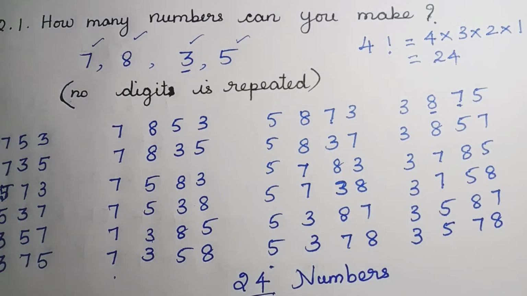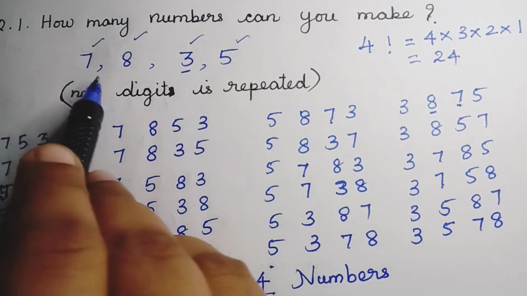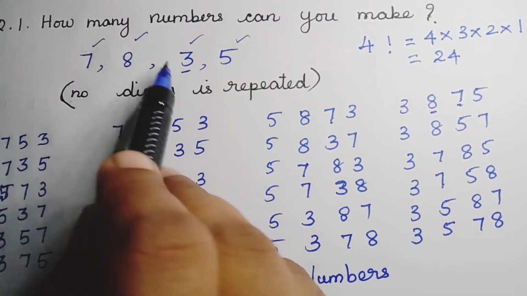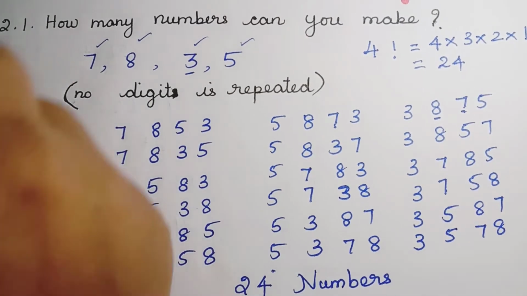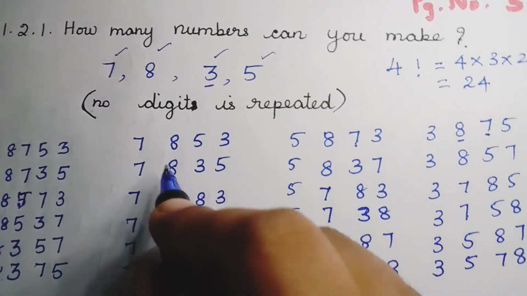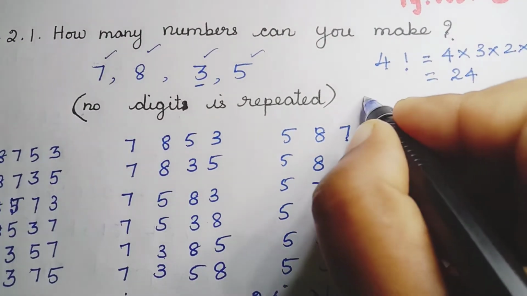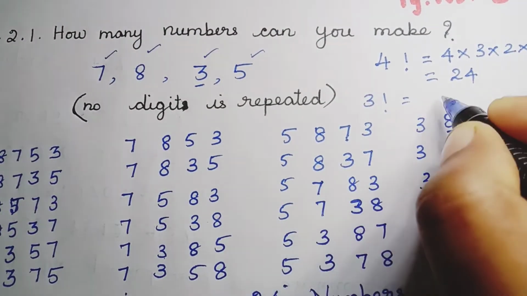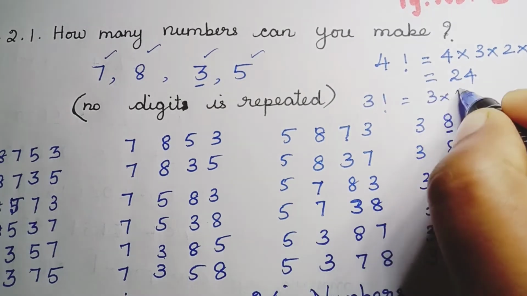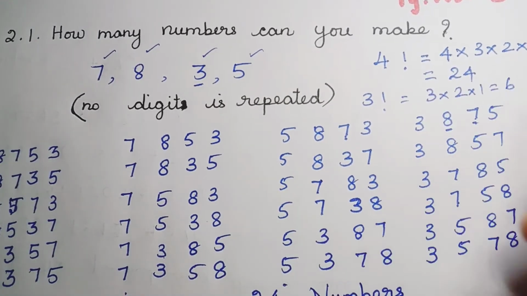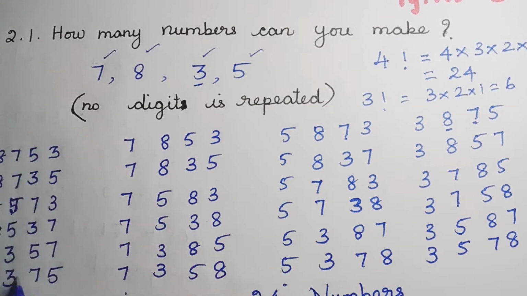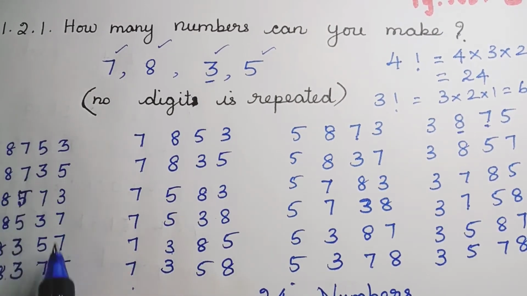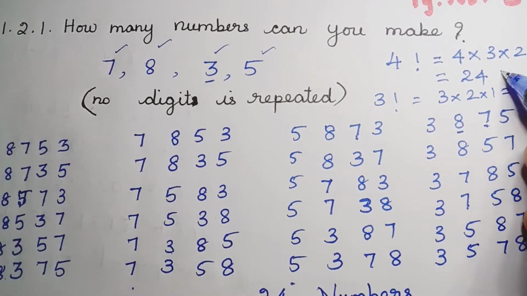Okay. So what is the possibility if in the question they have given 3 digits? For 3 digits it is 3 factorial. Okay, 3 factorial, that is 3 into 2 into 1, which is equal to 6. Right, here we have found it, right? 6 possibilities for a single 3-digit number. Okay, so hope you understood this concept.